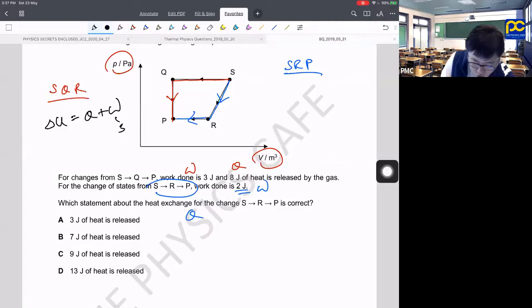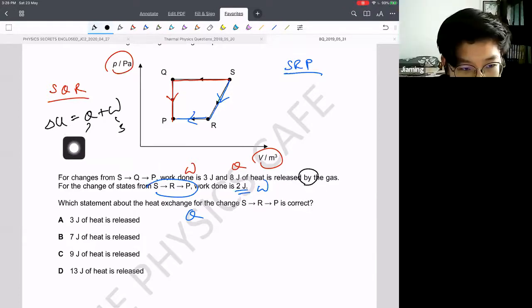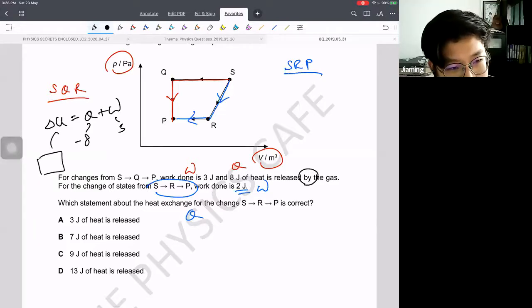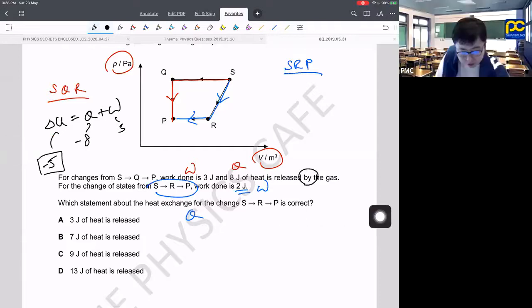And then they say the heat transfer or released by the gas is 8. So what should I put down here? The Q? Negative. Negative 8, because heat is given out, huh? Okay. So what is the delta U? 5. Minus 5. Okay, good.